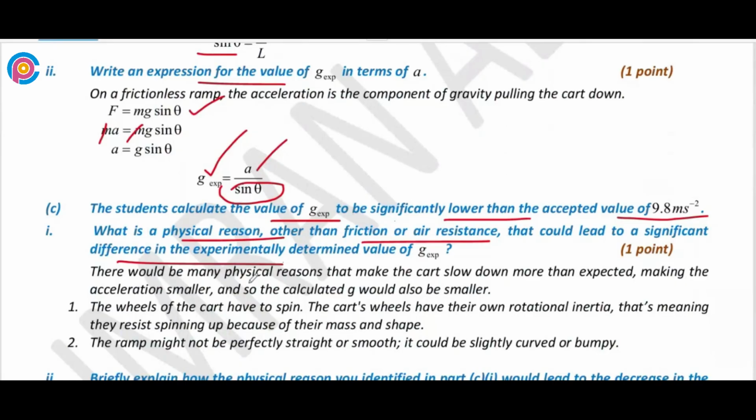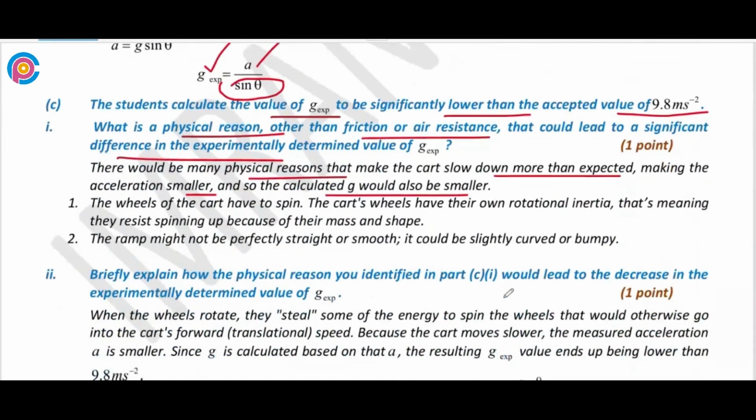There are several physical reasons that could make the cart slow down more than expected, making the acceleration smaller, so that the calculated g would also be smaller. One of the main reasons is that the wheels of the cart have to spin. If the cart wheels have their own moment of inertia, they resist the spinning and slow down the motion because of their mass and shape. As we know, if there is a greater moment of inertia, there is less angular velocity to conserve the angular momentum. So the spinning is resisted by the moment of inertia, which would slow down the cart motion.